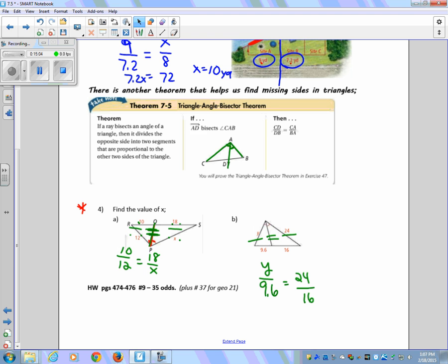Okay, that is lesson 7.5. We have our theorems to help us find missing parts of triangles.